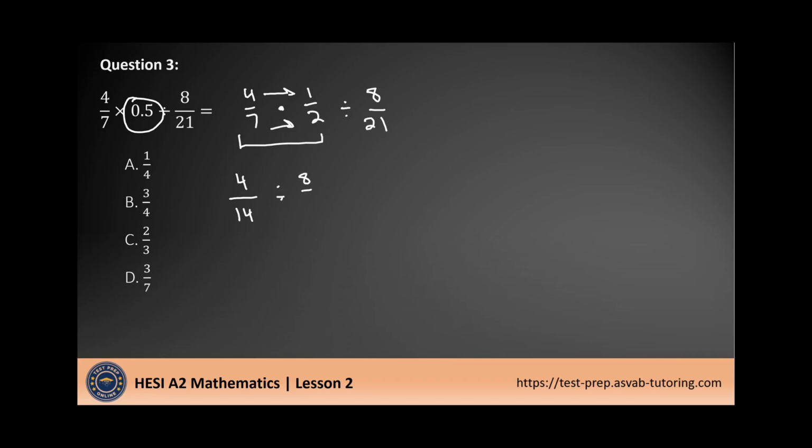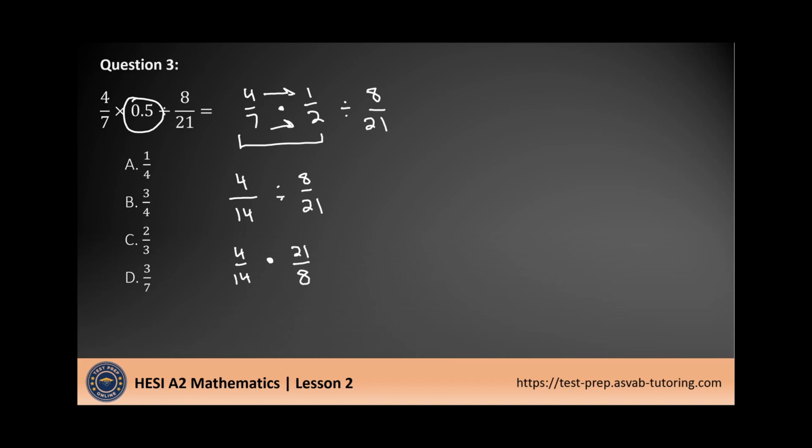Divided by 8/21. When we divide a fraction, we keep the first one. So we're going to keep 4/14. We change the division to multiplication, and we flip the second fraction. So that becomes 21/8.